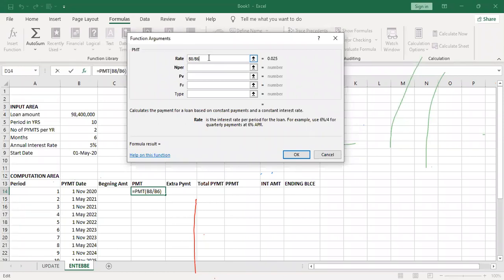So I've said for you to get the rate, get the annual interest rate, which is 5%, divide by the number of payments per year. That will help you to know the interest rate per period. Then highlight these two cells and then press Fn F4 to fix the cells. And then after that, you click on nper.